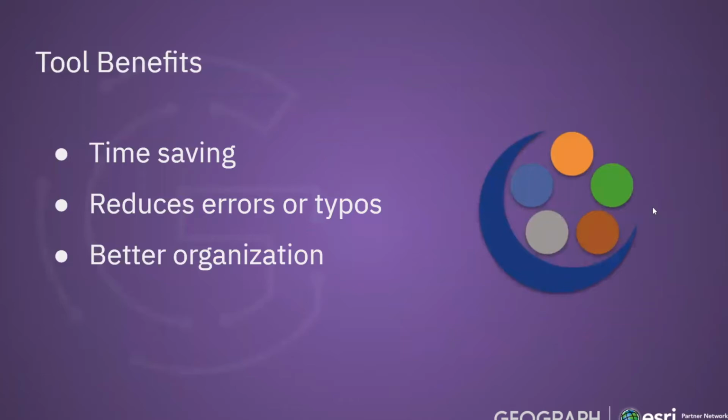Some of the benefits of our batch tools, of course, they save time because you can do multiple points or features at the same time. They reduce errors and give better organization because you can utilize domains and values to limit the information that can be input into the attributes.